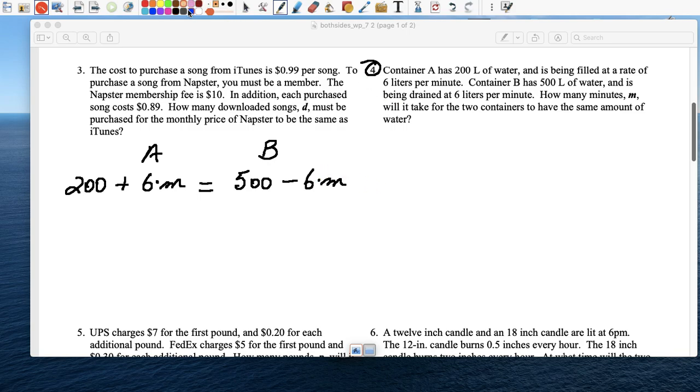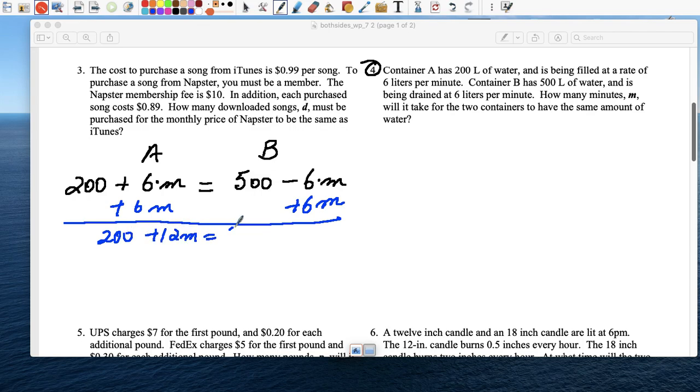So now I just get to solve. There is no distributive property. I can't combine like terms on both sides because there are no like terms on the left and the right. There are variables on both, so I'm going to get rid of the small one, and the smaller coefficient is negative 6m, so I'm going to do plus 6m, plus 6m. 200 plus 12m equals 500. These two go away. Now I'm going to subtract 200 from both sides.